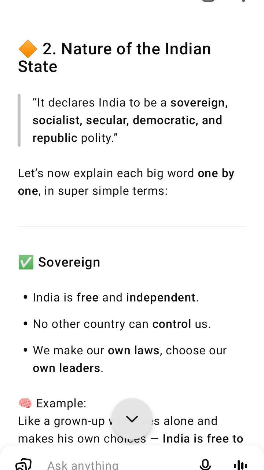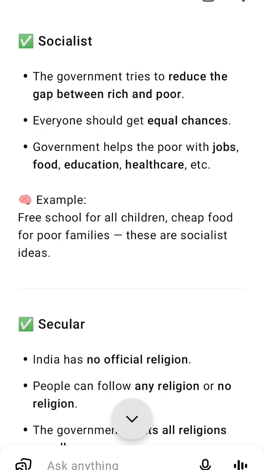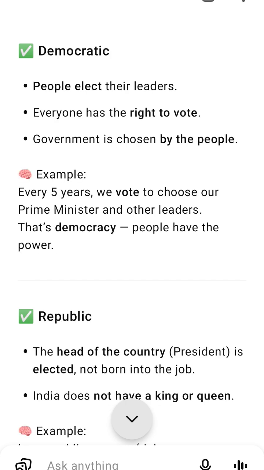The 4 components, main parts of the preamble: a great, deep, detailed summary. The preamble is like the opening page of the Indian Constitution. It gives a short and powerful summary of the main goals, values, and vision of India's democratic life. Think of it like a map that tells us where our country is headed.